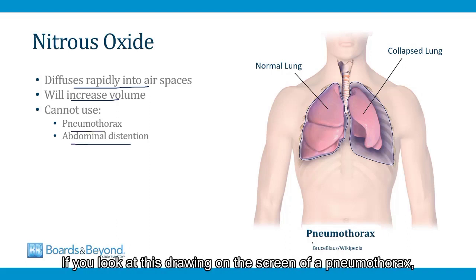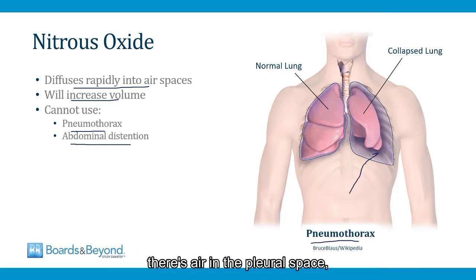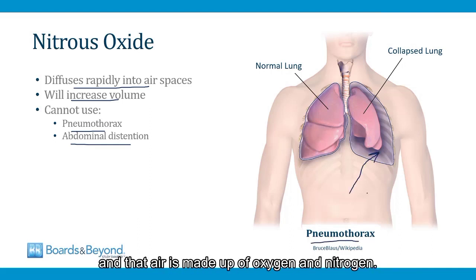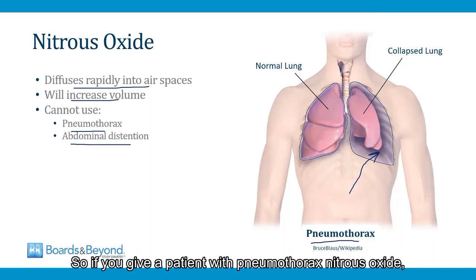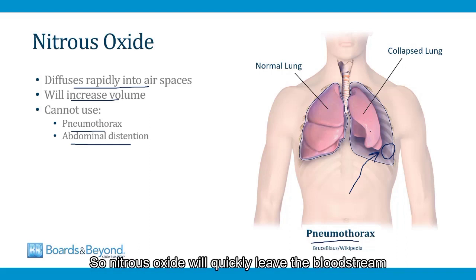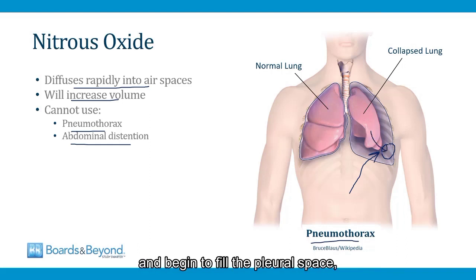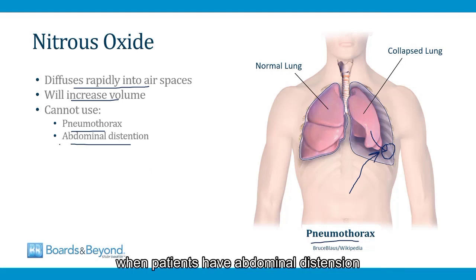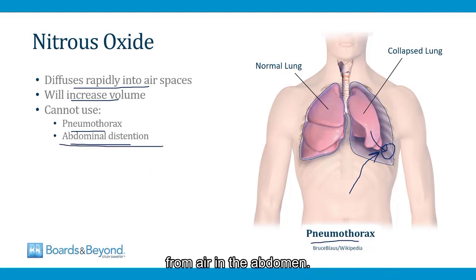If you look at this drawing on the screen of a pneumothorax, there's air in the pleural space, and that air is made up of oxygen and nitrogen. So if you give a patient with a pneumothorax nitrous oxide, there's no nitrous oxide in the pleural space. So nitrous oxide will quickly leave the bloodstream and begin to fill the pleural space, and that will expand the pneumothorax. The same thing can happen when patients have abdominal distension from air in the abdomen.